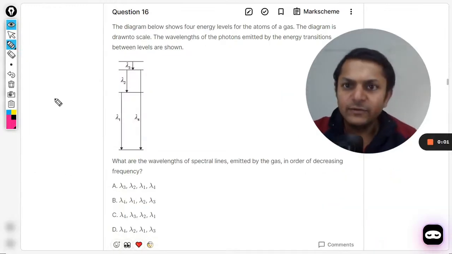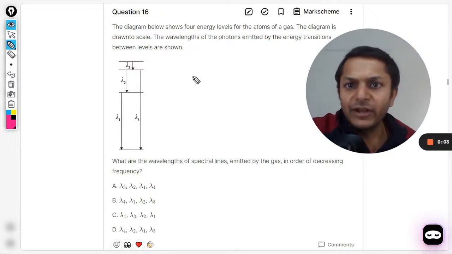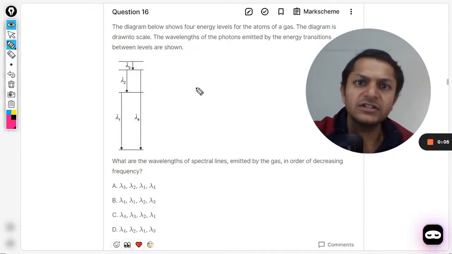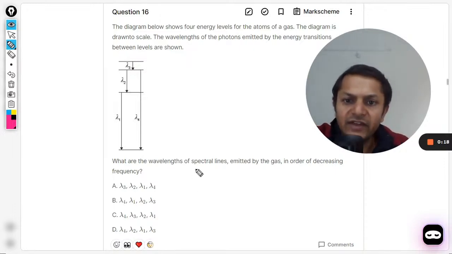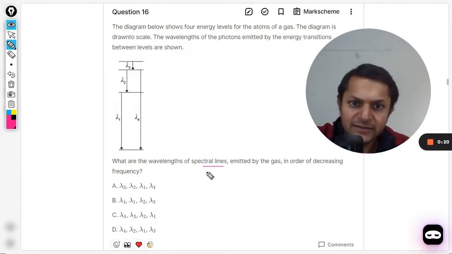Okay, dear students, let us see what is there in this question. The diagram below shows 4 energy levels for the atoms of a gas. The diagram is drawn to scale. The wavelengths of the photons emitted by the energy transition are shown below: lambda 1, lambda 2, 3, 4. What are the wavelengths of the spectral lines emitted by the gas in order of decreasing frequency?